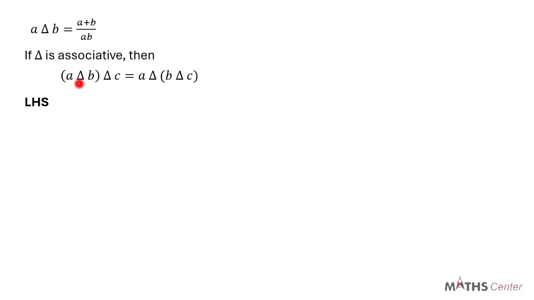On the left hand side we have (a delta b) delta c. So you begin with what is in the bracket, which is a delta b, and from the definition of the binary operation, a delta b is equal to (a plus b) divided by ab. So (a delta b) delta c is equal to ((a plus b) divided by ab) delta c.